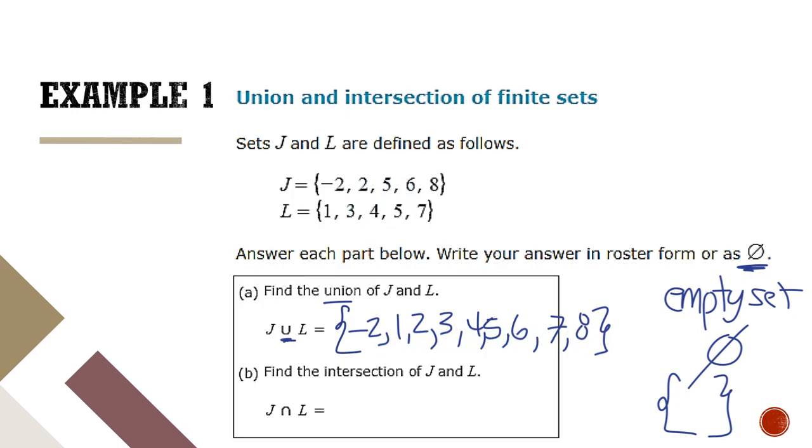Now, I'm not going to write 5 twice. We only write it once. Now, the 5 is special. Where they both share, overlap, have in common, that is actually the intersection, which is right here. So they, in fact, intersect at only 5. They only have the 5 in common. So that would be my answer for that.